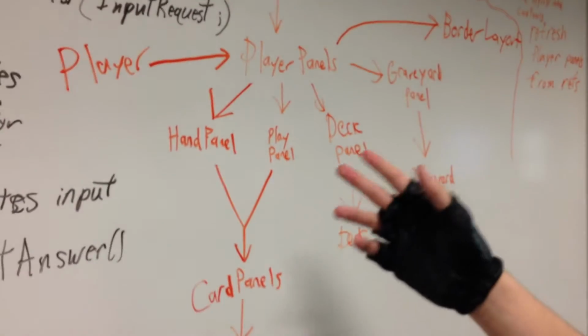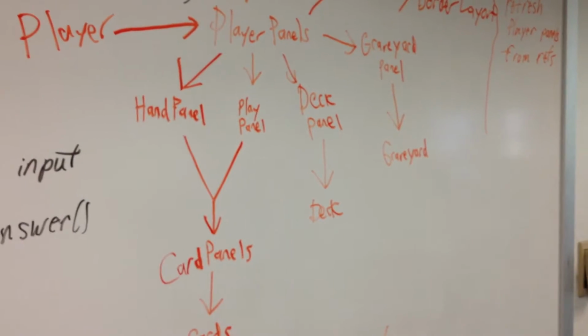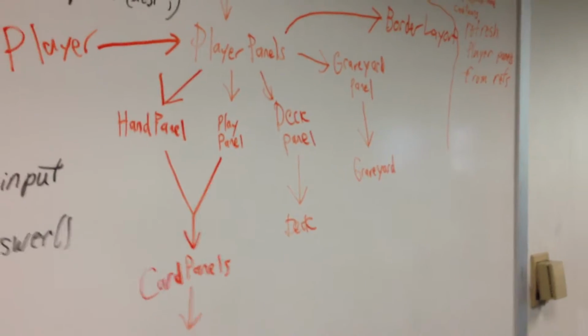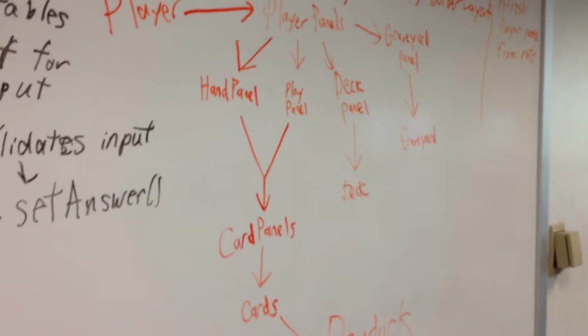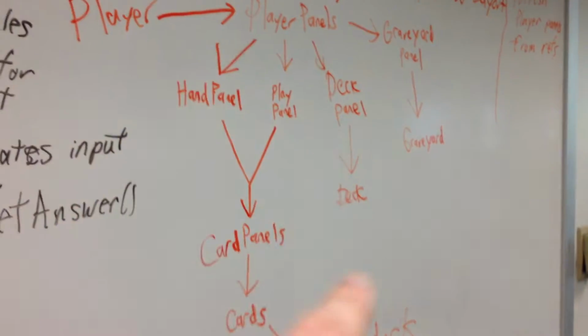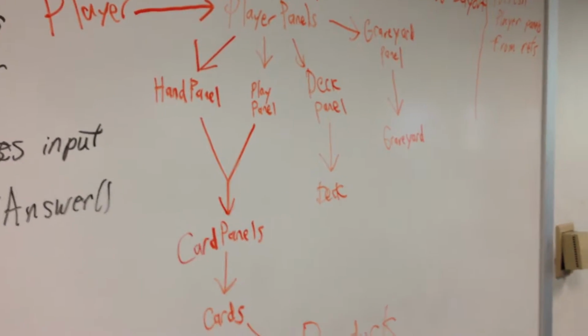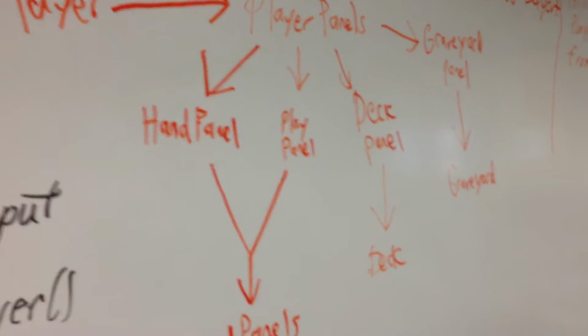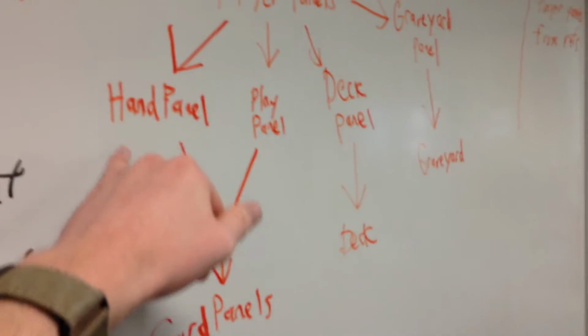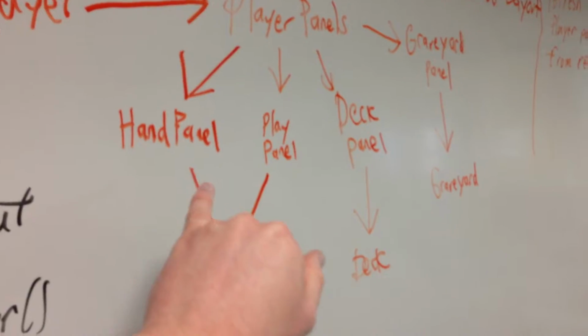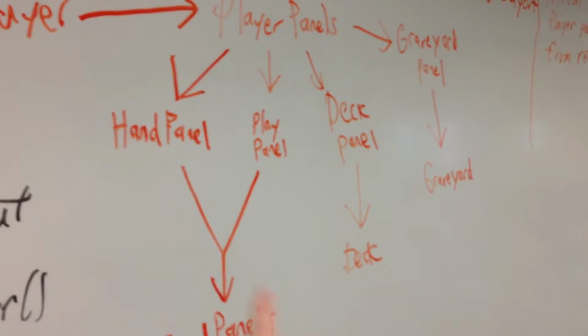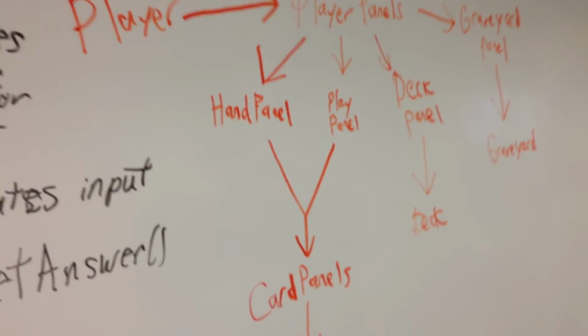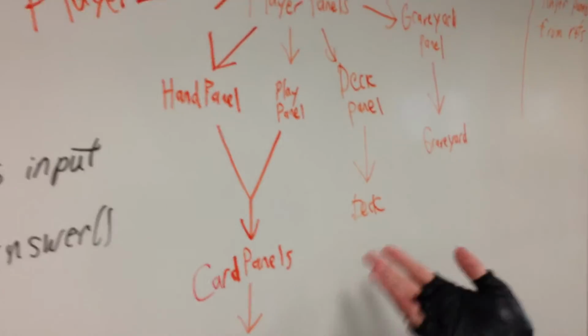Play panels and hand panels, you should note, have references. Each of them has a reference variable for their game object in the model. All the panels have a reference for the game object. Like hand panel is passed a card zone object that is the player's hand, and then play panel is passed its own. Anything basically with a panel at the end.